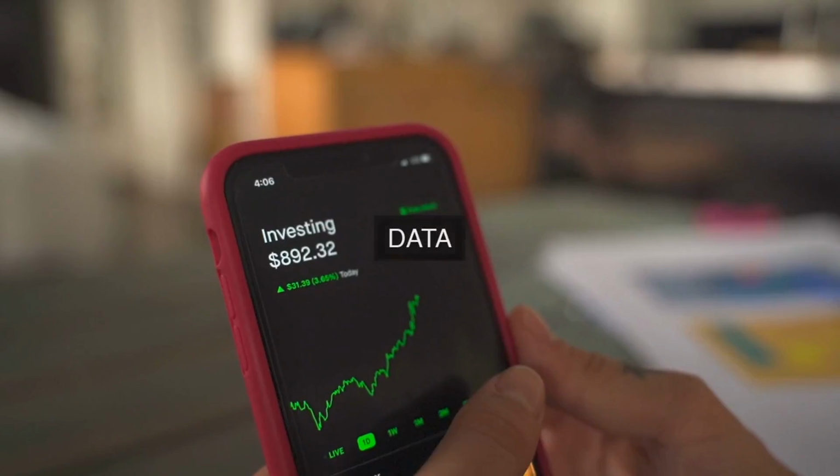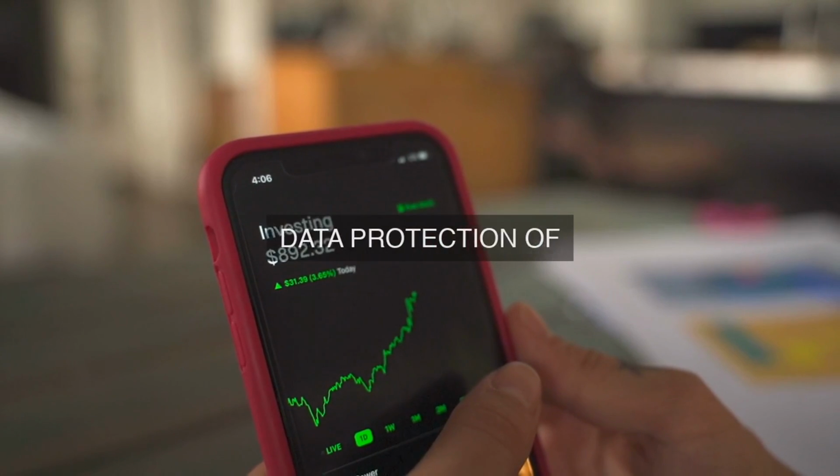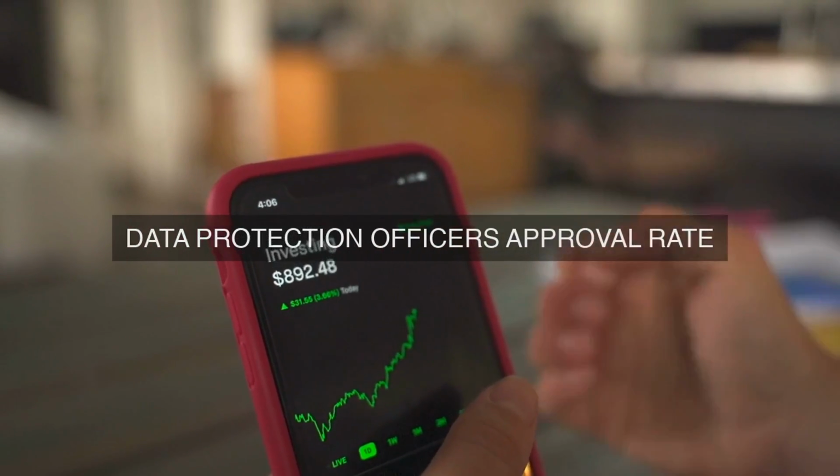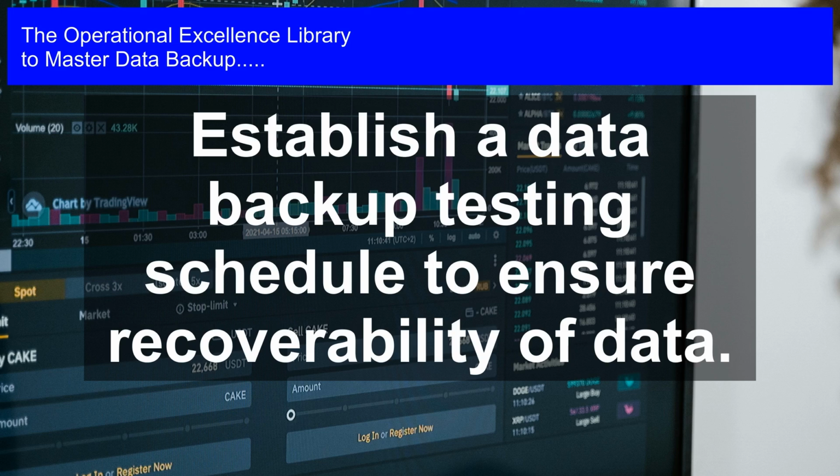By tracking and analyzing these metrics and KPIs, organizations can measure the success of their data backup strategy, identify areas for improvement, and maintain operational excellence in data management and recovery.